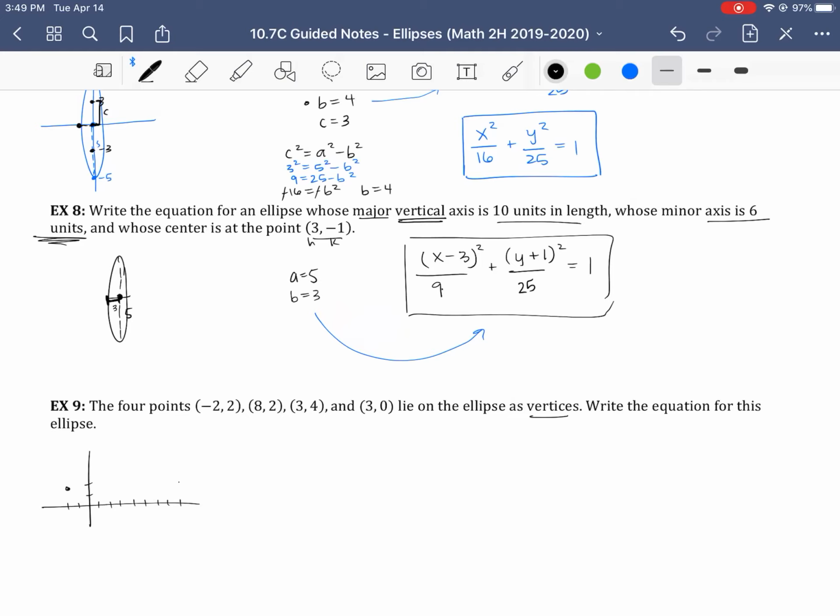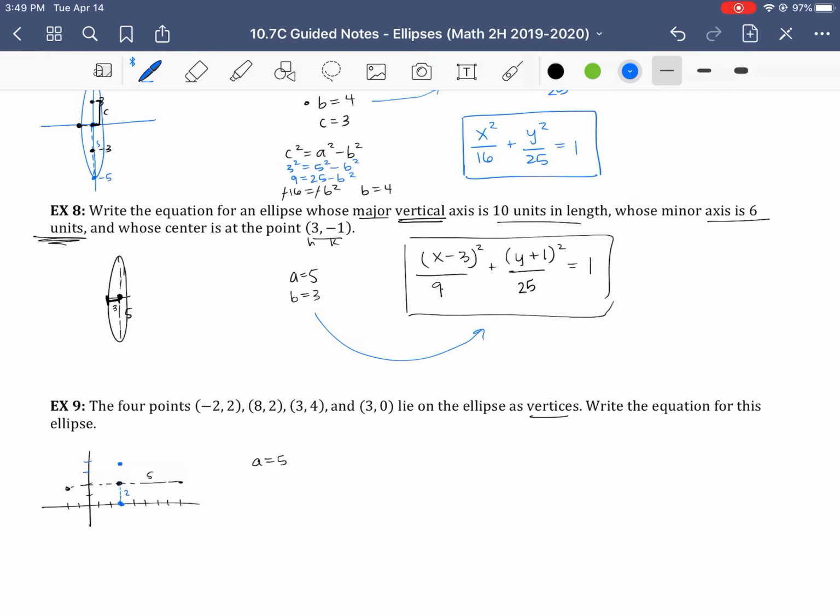The next one is at 8 and up 2. So that does look pretty long. Again, notice that's 10 units long. Oh, that's really helpful, right? If that's 10 units long, then this guy must be 5. So my a again is 5. The other points there, I guess I should keep going, is at 3 and then up 4. Right there. And 3, 0. So over 3, up 0.